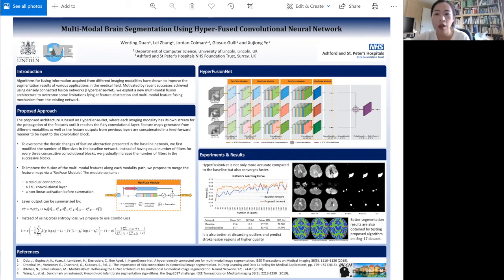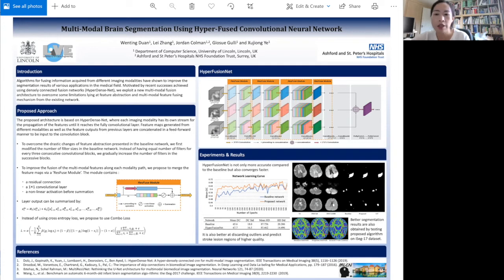cross-entropy loss. The proposed HyperFusion-Net is evaluated both on hospital-collected multimodal data of acute stroke lesion segmentation and on the public iSeg-2017 MICCAI Grand Challenge dataset. From the learning curve and the testing results, we can see that HyperFusion-Net not only becomes more accurate compared to the baseline, but also converges faster. We also ran an ablation study that showed clear improvements made by each proposed modification to the baseline network, with the Race Fuse module making the biggest contribution.